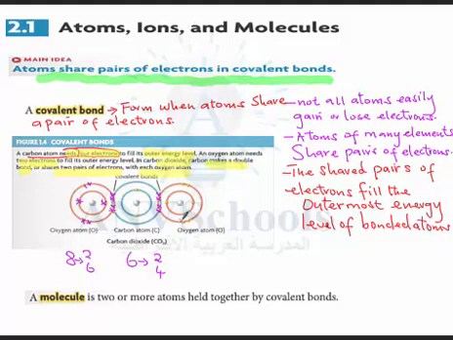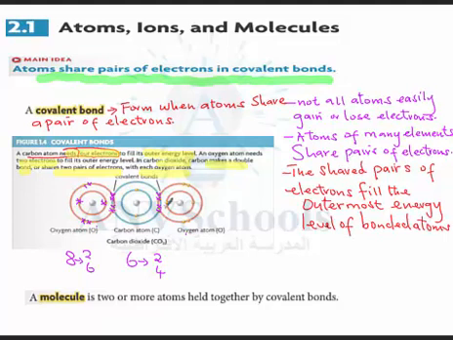So a covalent bond forms when atoms share a pair of electrons. Covalent bonds are generally very strong, and depending on how many electrons atoms have, 2 atoms may form several covalent bonds to share several pairs of electrons. Like you can see here, the carbon atom is able to form double bonds.